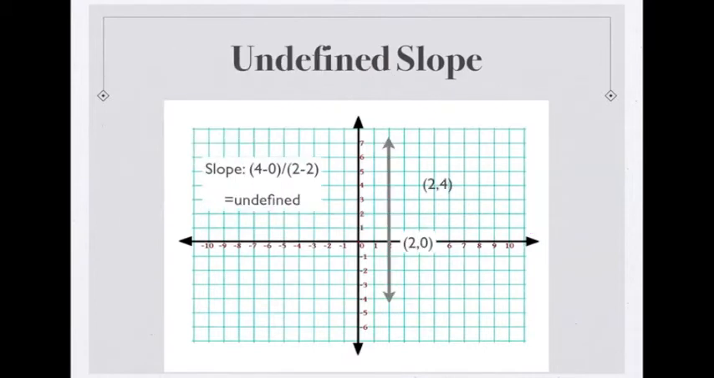And lastly, we have an undefined slope, which looks vertical on this graph. If we have points (2, 4) and (2, 0) and find the slope of these two points, it would be undefined, since the slope will give us 4 over 0, and since we're not allowed to have a 0 in the denominator of a fraction, it's impossible for us to figure out the slope of this line.